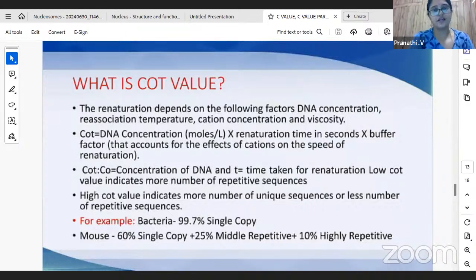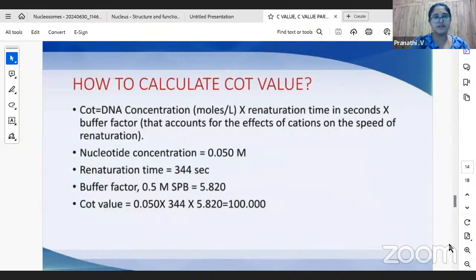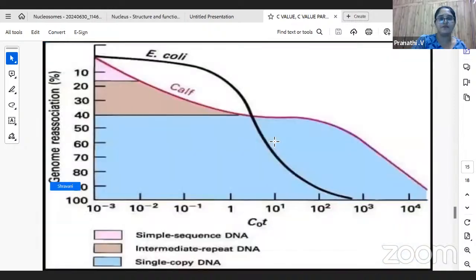For example, you have 99.7% single copy in bacteria. And if you see in a mouse, you have 60% single copy, 25% middle repetitive, and 10% highly repetitive sequences. So how are you going to calculate that? Based on the different types of nucleotides present, the time to renaturate, say around 300, 400, whatever number of seconds, what is the buffer factor, what is the molarity and the viscosity, you're going to calculate and get the COT value. So DNA concentration into renaturation time into the buffer factor.